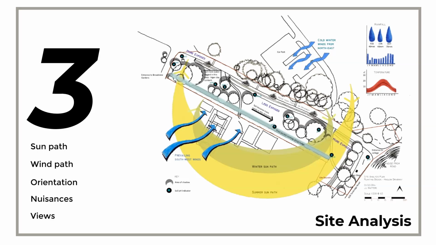Ano yun? Strength. You need to see the strength of your site, the weaknesses, the opportunities and threats. And then, titignan mo rin kung saan yung sun path, the wind path, the orientation, the nuisances, and views. Why are these important? Because it will affect the planning of your residences. You also need to consider the amihan, the habagat, the sunrise, and the sunset.